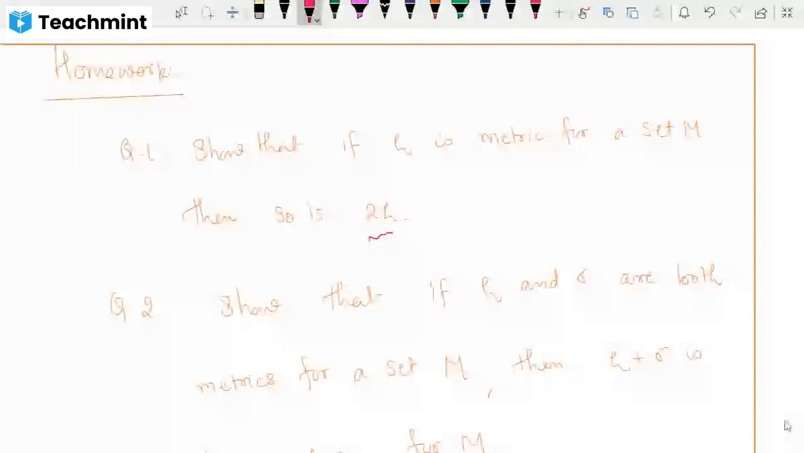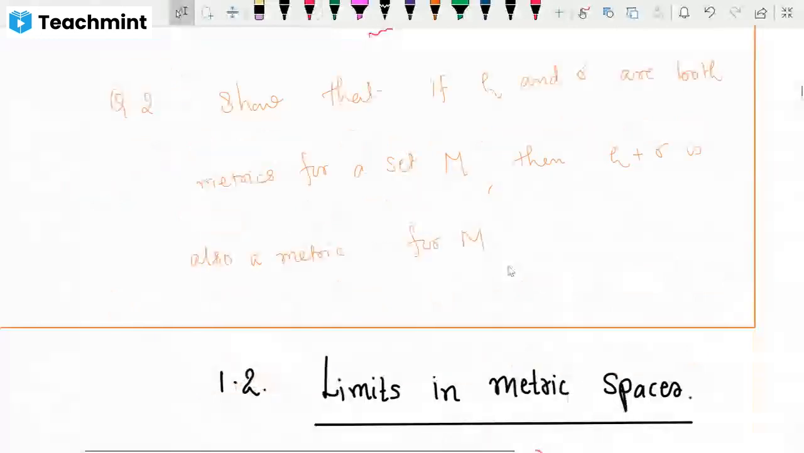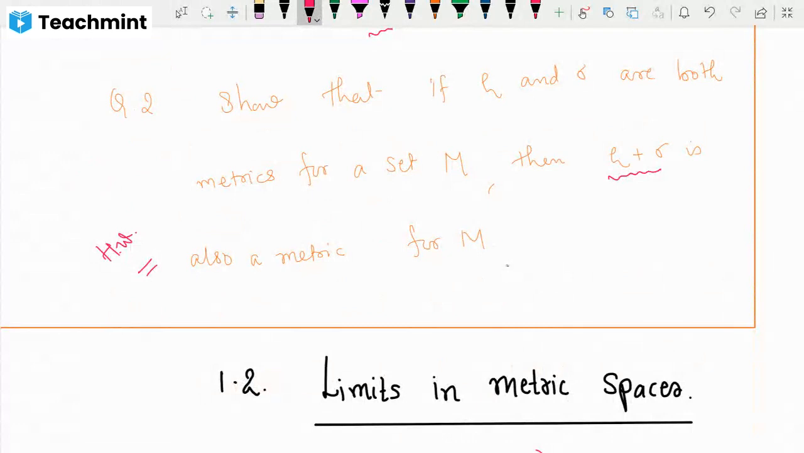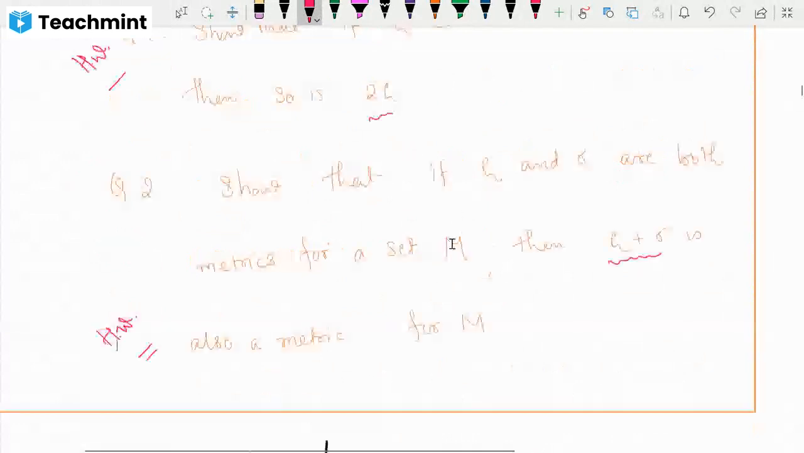Let us do it as homework. Second, if rho and sigma are two metrics for capital M, where M is a non-empty set, then prove that rho plus sigma also forms a metric for M. You just have to check the four conditions of a metric. Let us do it at home. It is very simple; just using the definition of metric you can prove it. If you have any problem, you can ask me.